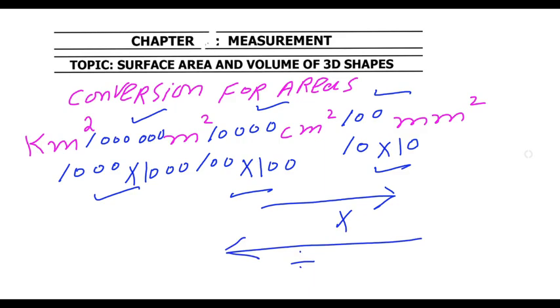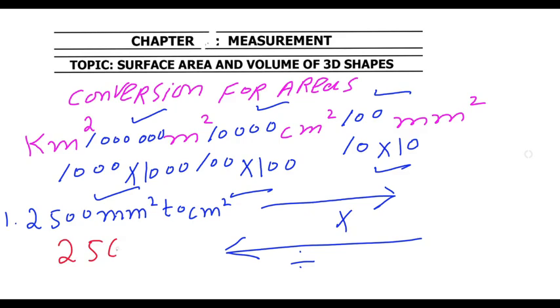Let's do some examples. Say we need to convert 2500 millimeter square to centimeter square. Millimeter to centimeter is going from left to right in the chart, so I'm going to divide. Between millimeter and centimeter we have 100 in the middle, or you can say 10, 10, 100, same thing. So 2500 divided by 100, the answer will be 25 centimeter square.